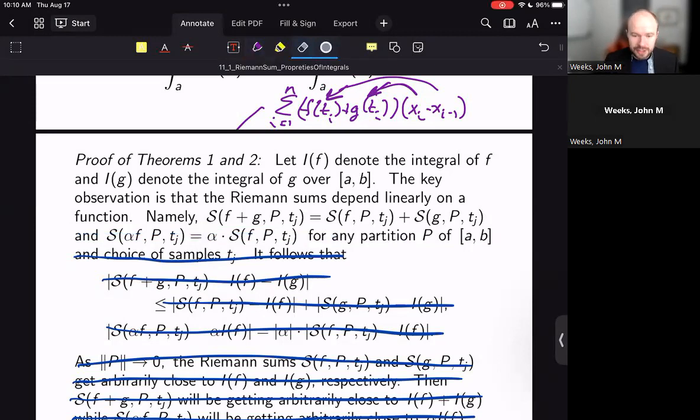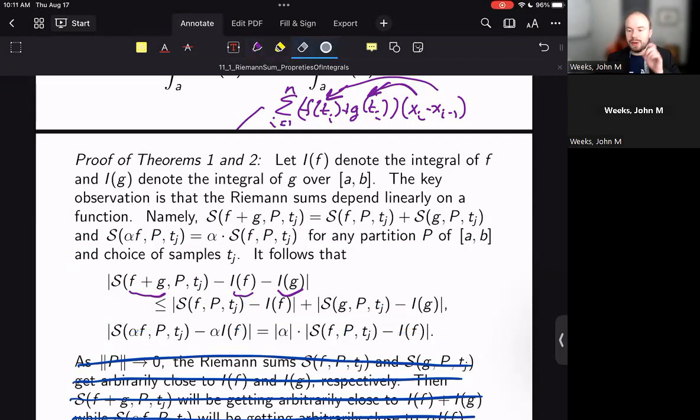The same thing is true, and you can check this yourself, for scalar multiples, for any partition and for any choice of samples that you choose. So for the rest of this, we just need to show that indeed the Riemann sum of f plus g converges to I of f plus I of g. We're going to show that the absolute value of the difference between the two of them goes towards 0. To do this, we'll use the triangle inequality for the sum formula, and the fact that the norm is multiplicative in a sense: you can bring the alpha out as long as you bring it out with an absolute value.